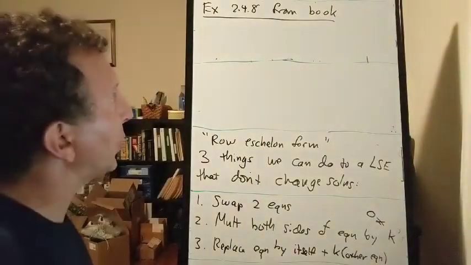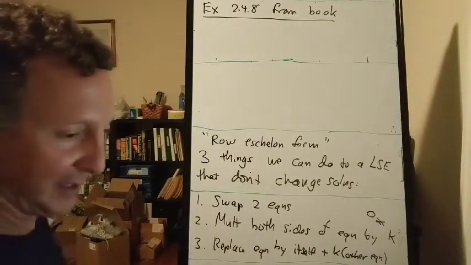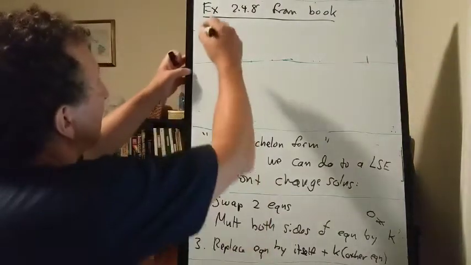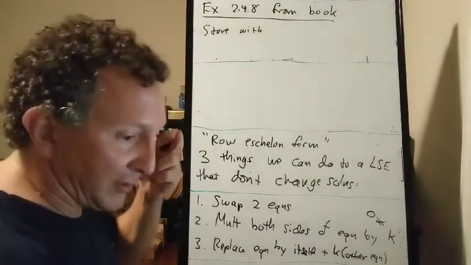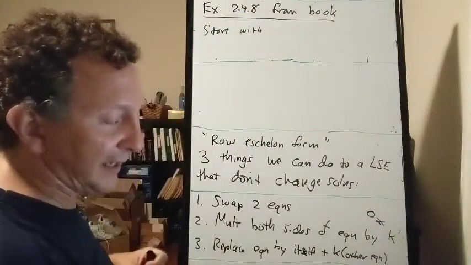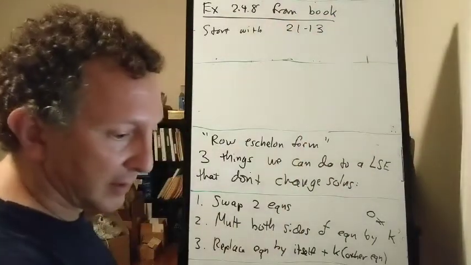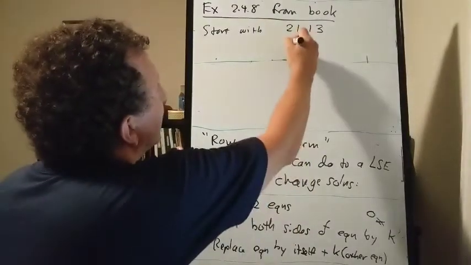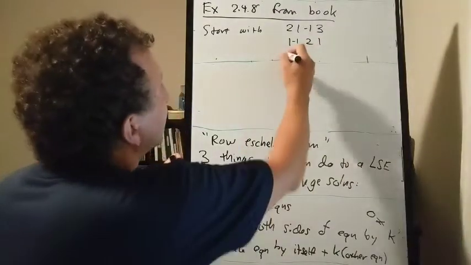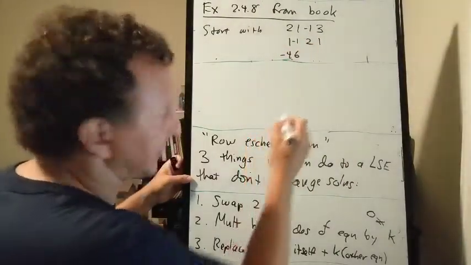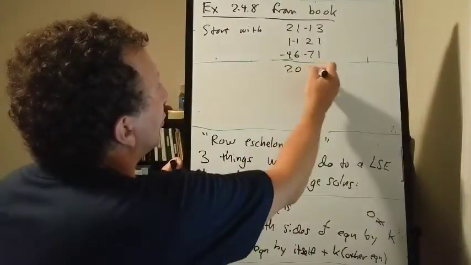Because I think this example is going to be better if somebody says it out loud instead of just reading it in the book. So let's say we start with this matrix: 2, 1, negative 1, 3. 1, negative 1, 2, 1. Negative 4, 6, negative 7, 1, 2, 0, 1, 3.